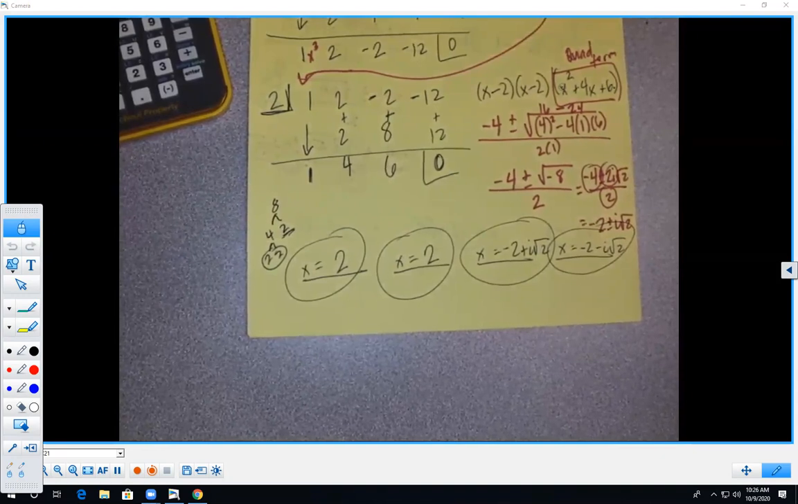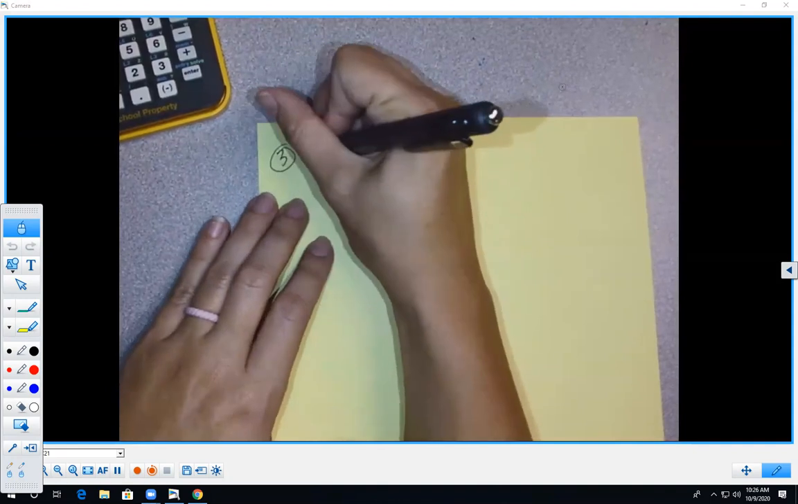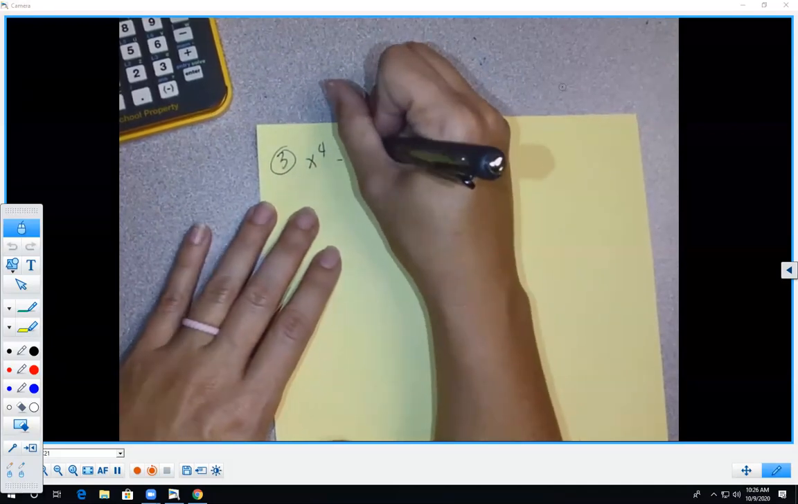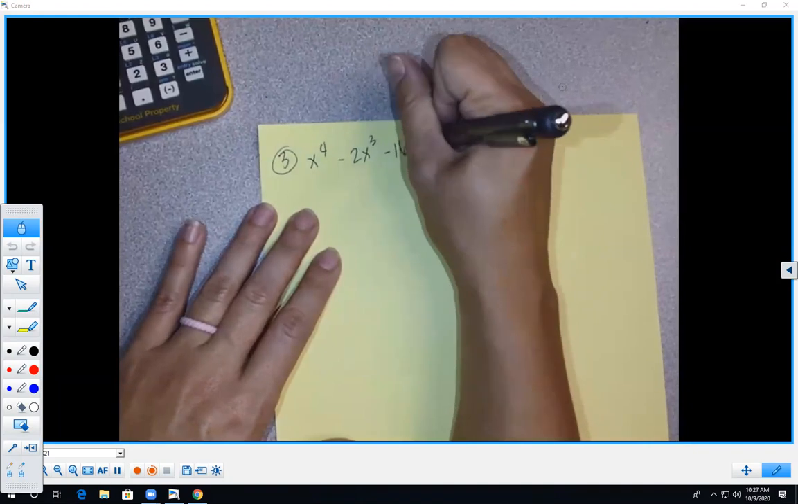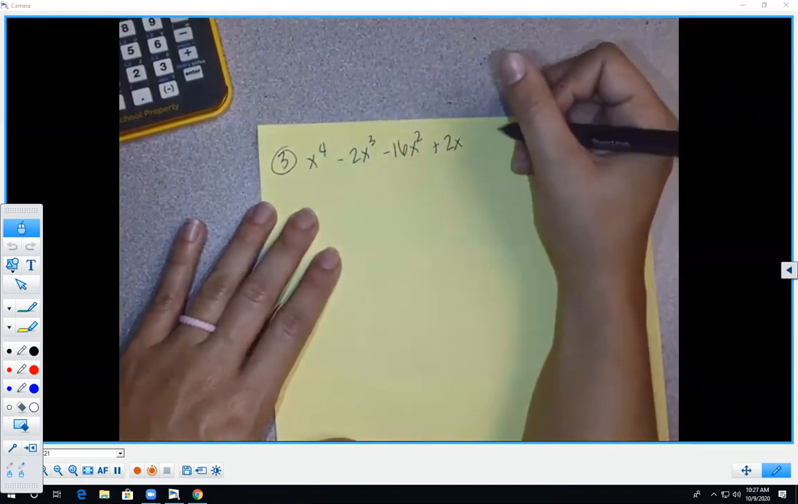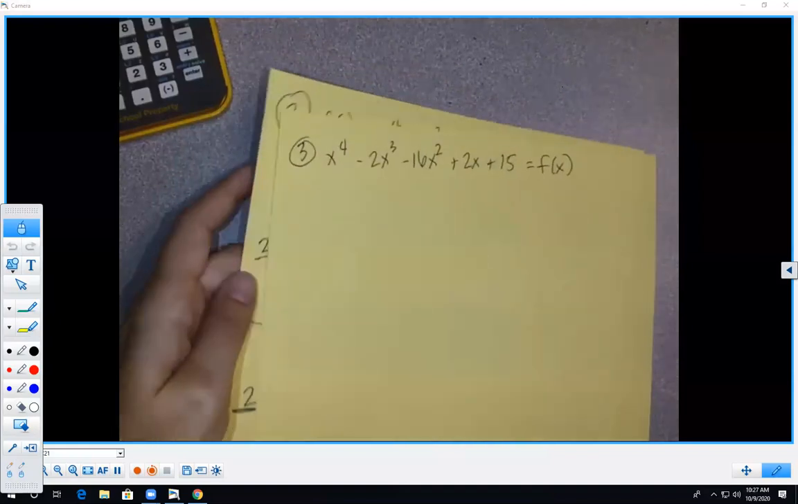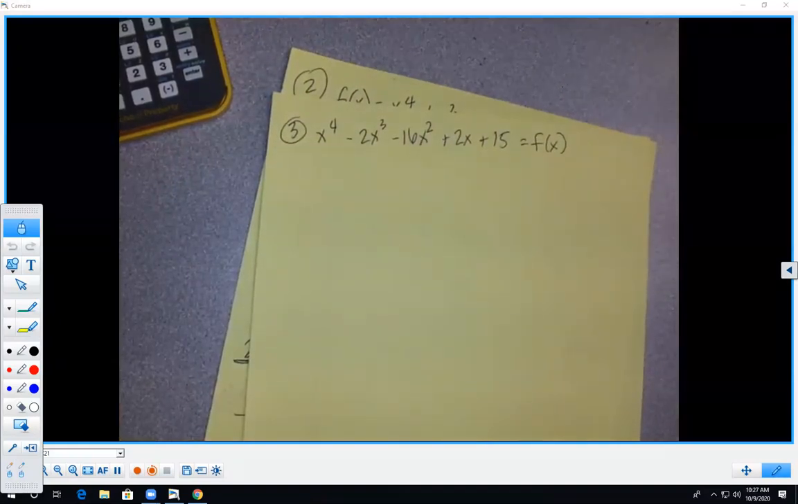Let's see. Okay, so this is number 3. X to the 4th minus 2x cubed minus 16x squared plus 2x plus 15. That's f of x. Minus x squared.